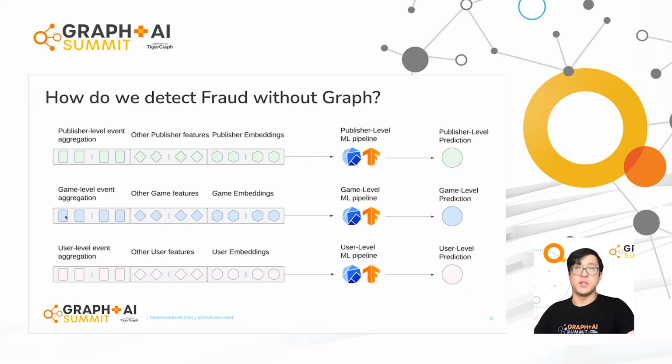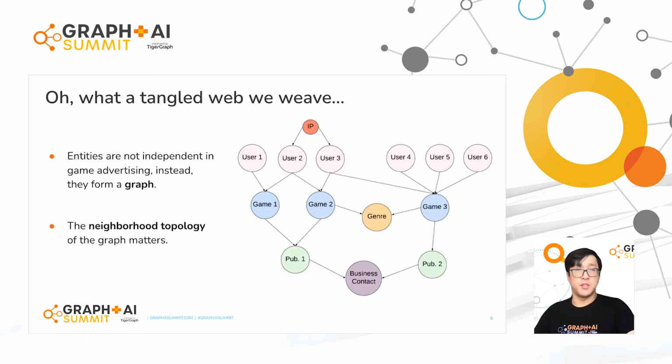Now, what's the problem? The problem is that these results don't necessarily agree with each other. I don't think they're really independent from each other. For example, if we predict a publisher to be fraudulent, is it possible that all games under that publisher are innocent? That's very unlikely to happen in the real world. So in the real world, we have an entangled web we weave.